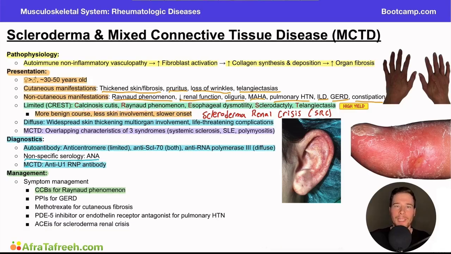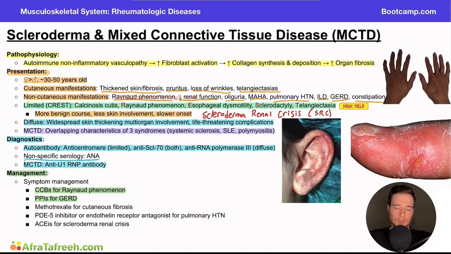If we give a medication that allows this mechanism to be blocked, we get more blood, more perfusion to these extremities. This can help with that symptom. Patients can also benefit from PPIs, or proton pump inhibitors. And again, we talked about this previously, why patients are at a higher risk for GERD and reflux because of the deposition of collagen in the GI system.